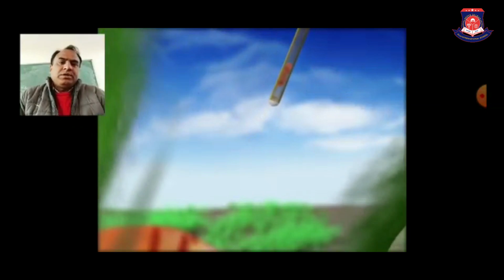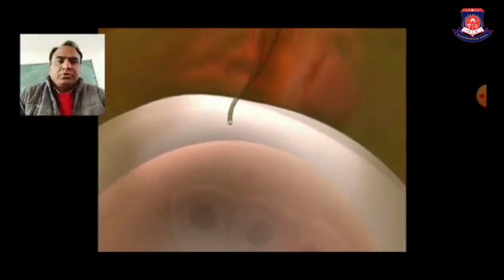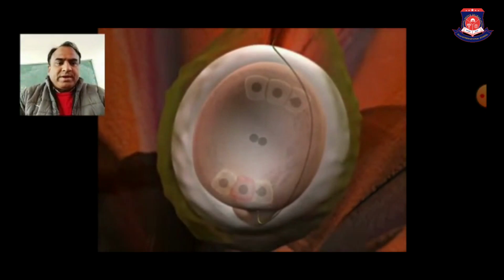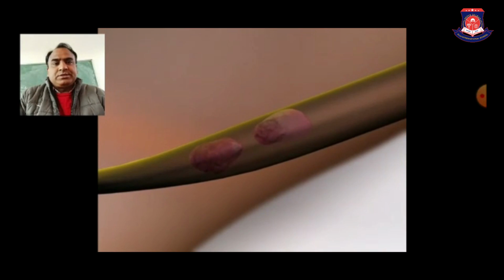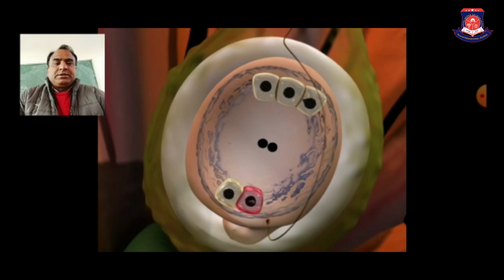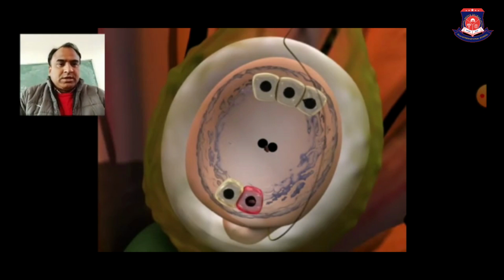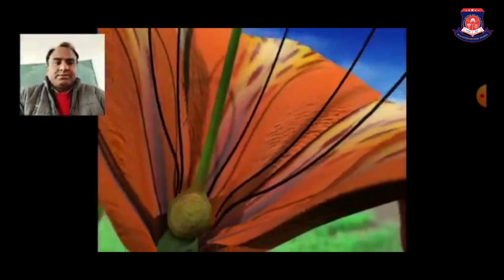The vegetative cell nucleus and the generative cell nucleus move toward the pollen tube, and the pollen tube moves toward the micropylar end. Now the generative cell nucleus divides and forms two new nuclei. One nucleus fuses with the egg cell, another nucleus fuses with the polar nuclei. The generative nucleus which fuses with the egg forms zygote, and the generative nucleus that fuses with the polar nuclei forms endosperm. Endosperm is a nutritive tissue around the zygote, and this complete structure is known as the female gametophyte.